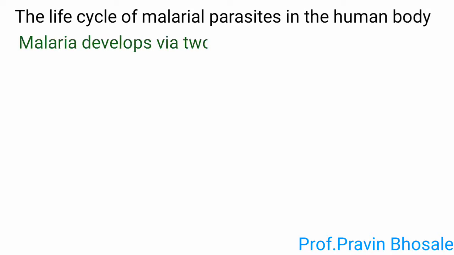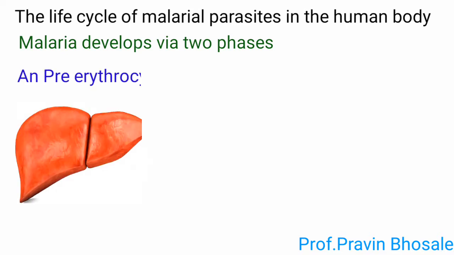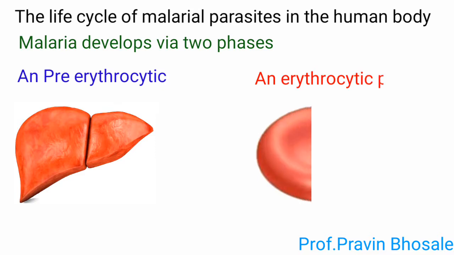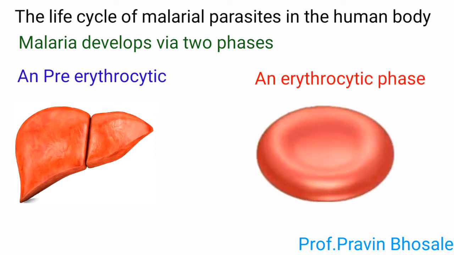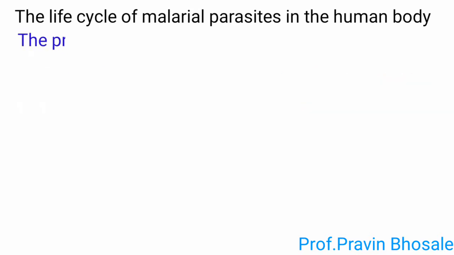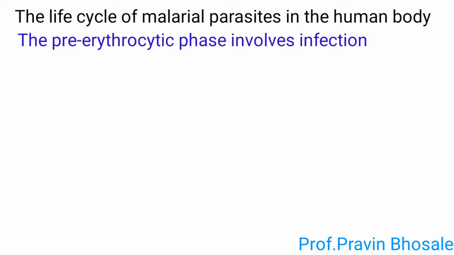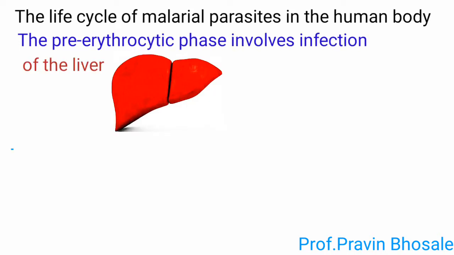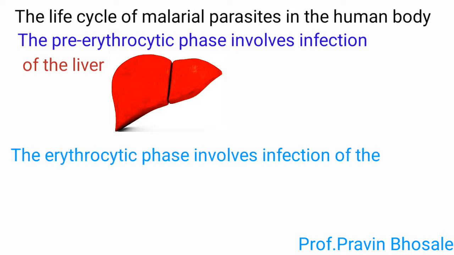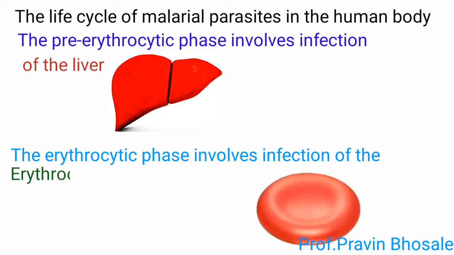Malaria develops via two phases, a pre-erythrocytic and an erythrocytic phase. The pre-erythrocytic phase involves infection of the liver. The erythrocytic phase involves infection of the erythrocyte, that is, the red blood cell.